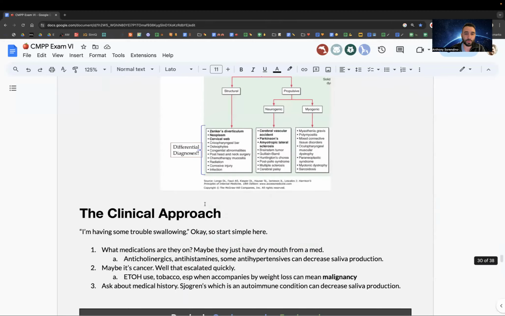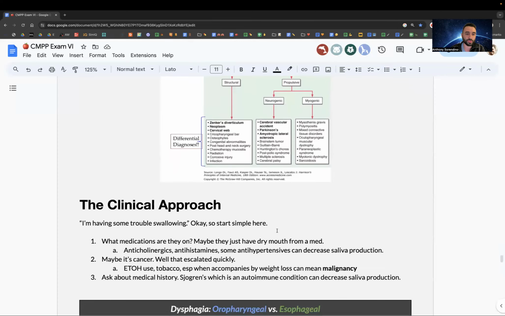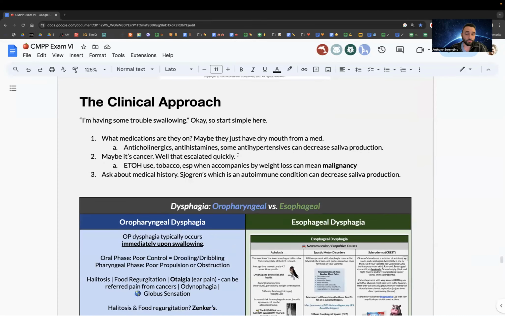Okay, there's this big chart here. So we'll kind of go through some of this. Some things to ask on an H&P: what medications are they on? Maybe they just have a dry mouth from a med. Remember, we said the anticholinergics can provide dry mouth. They could have Sjogren syndrome, which is going to decrease mucus production, or it could be cancer. There could be something happening that's a little bit more serious going on.